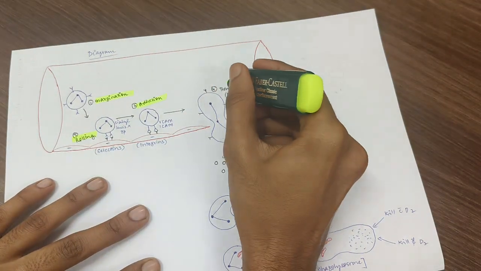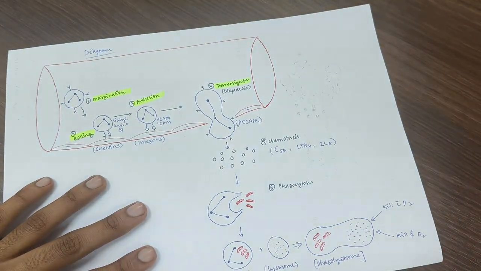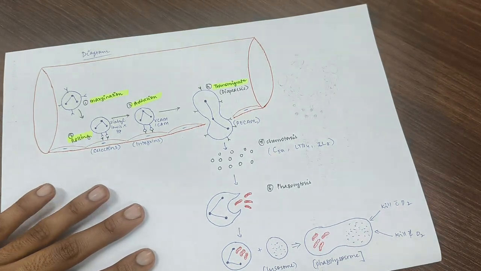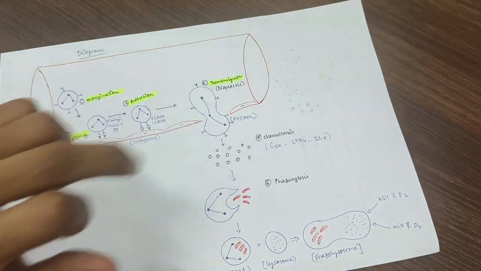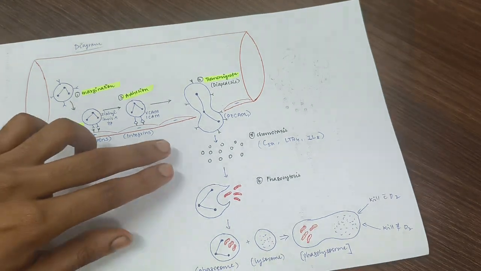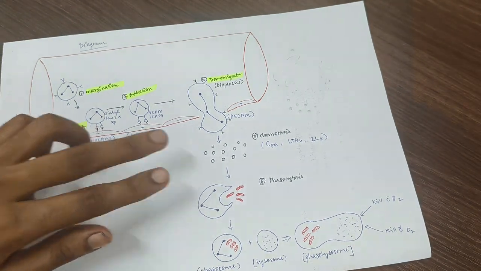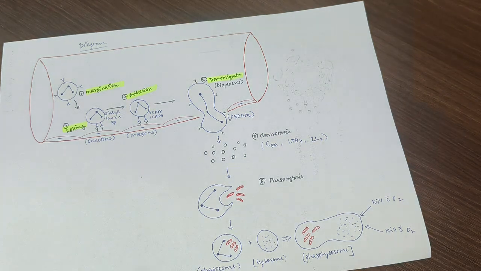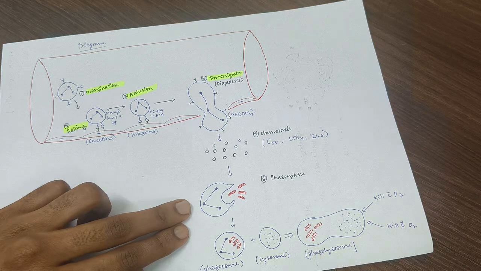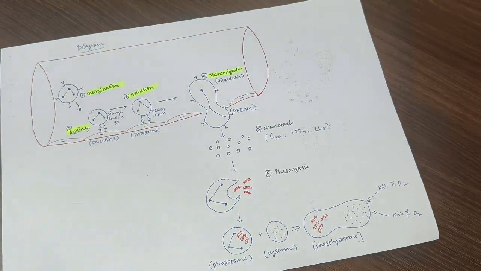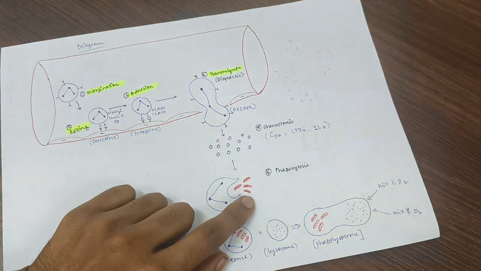Next is transmigration. For the cell to act, it should be transmigrated or diapedesed. It is mediated by PECAM. The next is chemotaxis. You are going to make the bacteria tasty by adding the chemoattractants C5a, LTB4 and interleukin 8. So the neutrophil has come to the site of infection where the bacteria are found. That is in red in color. This particular red in color are the bacteria.